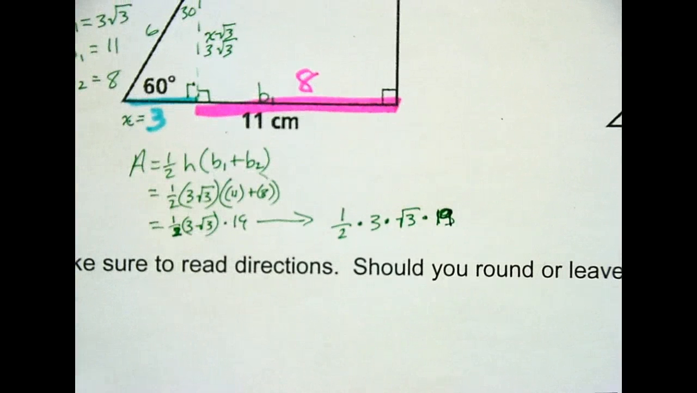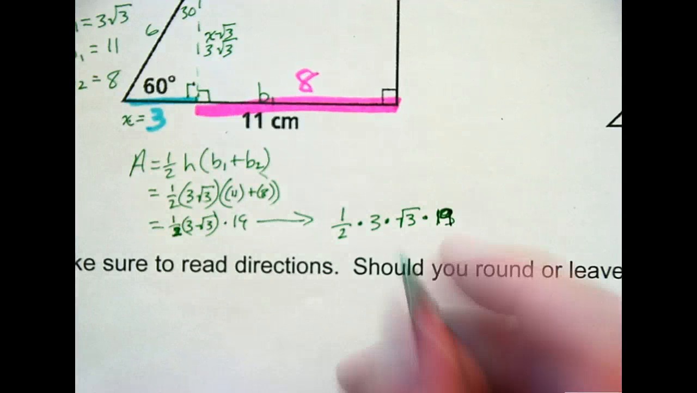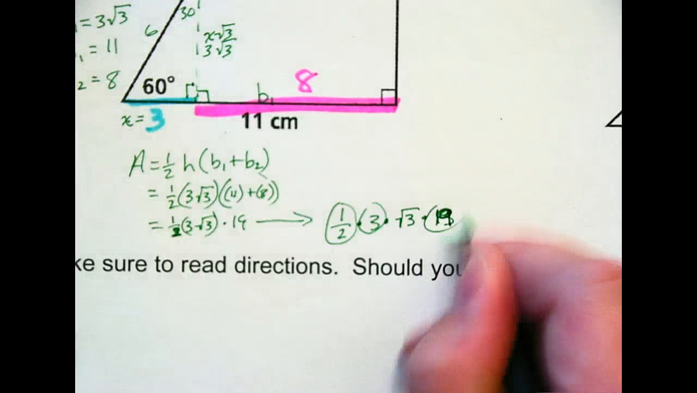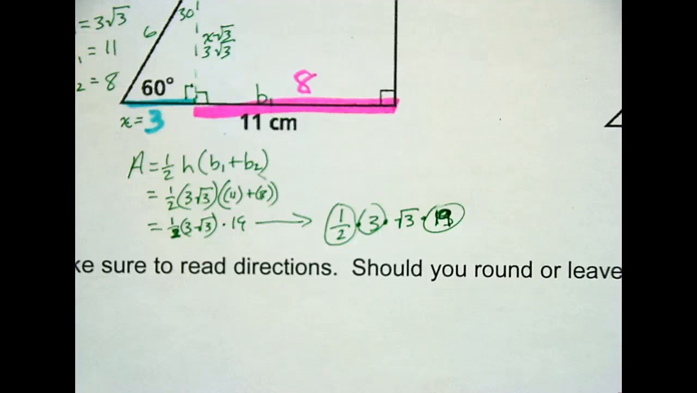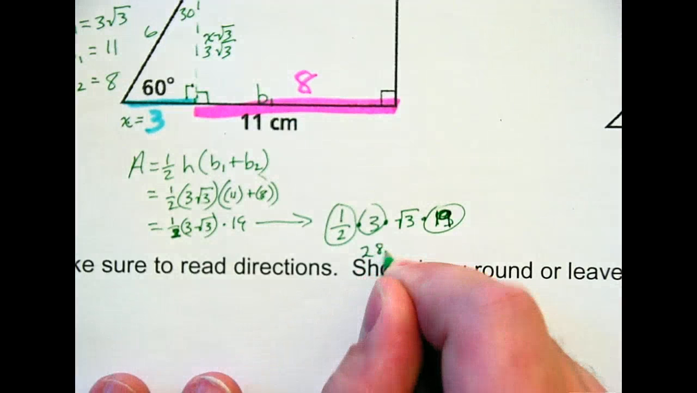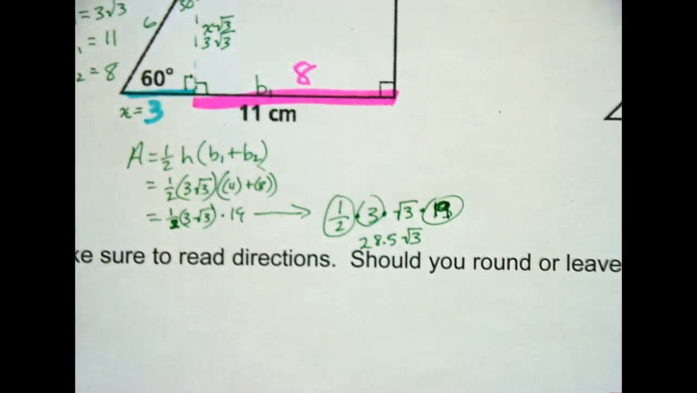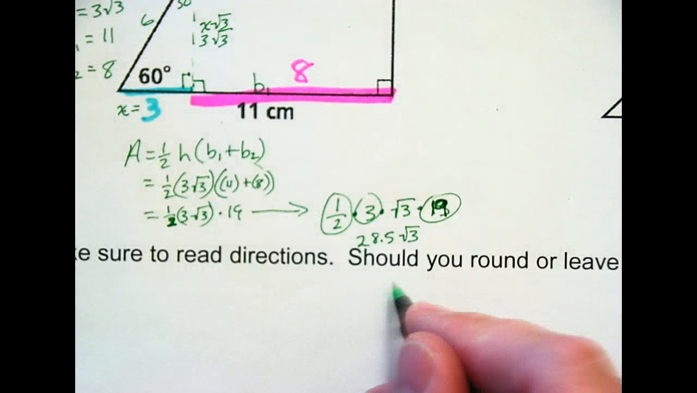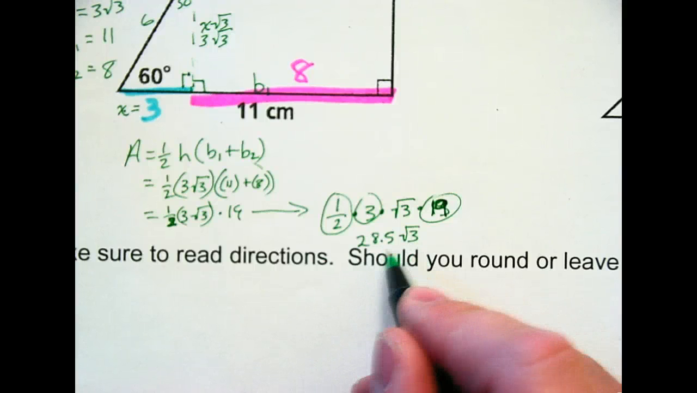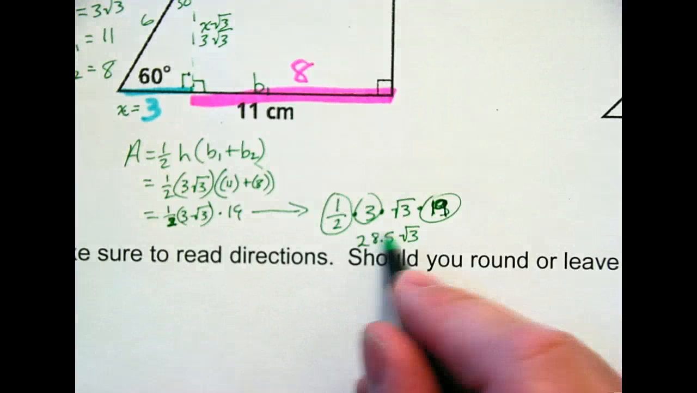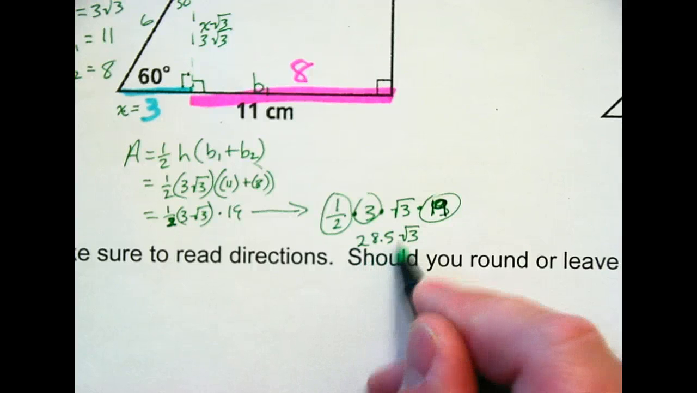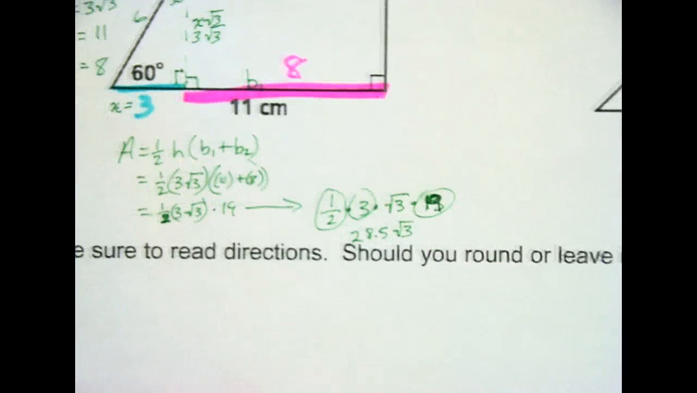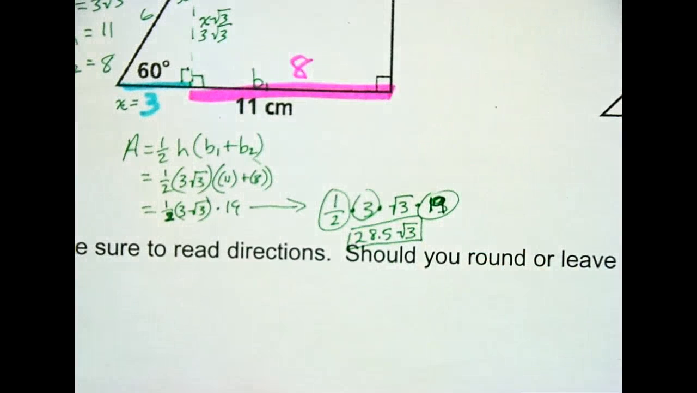I would want to multiply all these things that are outside of the radical together. So what is 1/2 times 3 times 19? 28.5 root 3s. A lot of times we write that like 28.5. You could put that in fraction form too, since 28.5 is 28 and 1/2. But I'm going to leave it like this. I'm going to be fine with you leaving that decimal out there for right now.